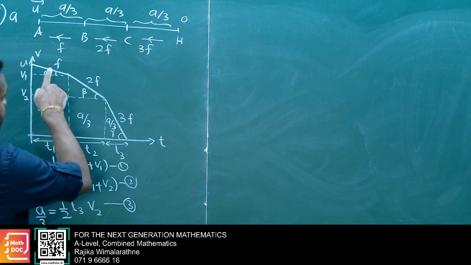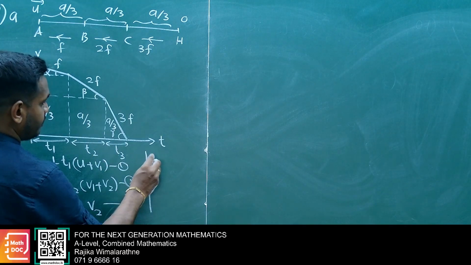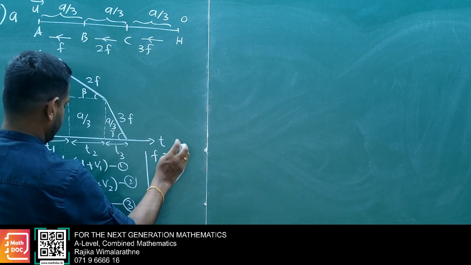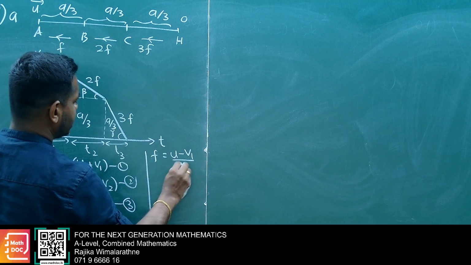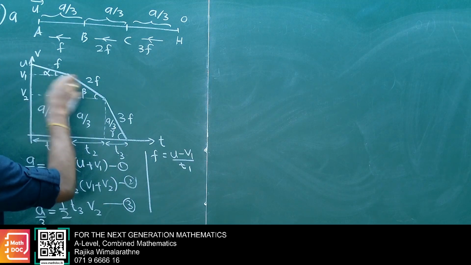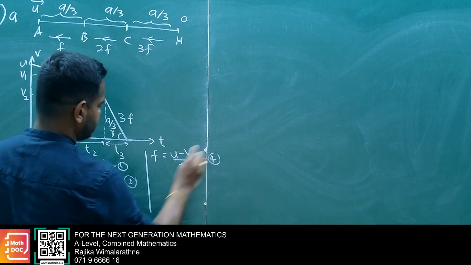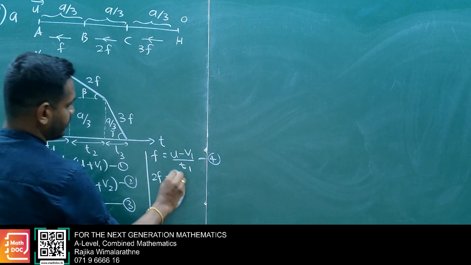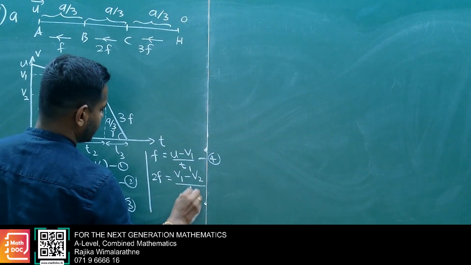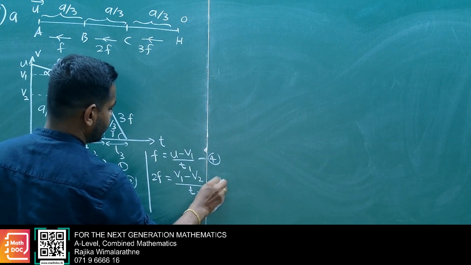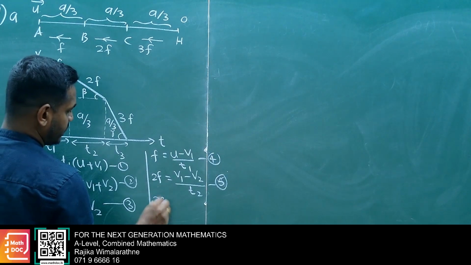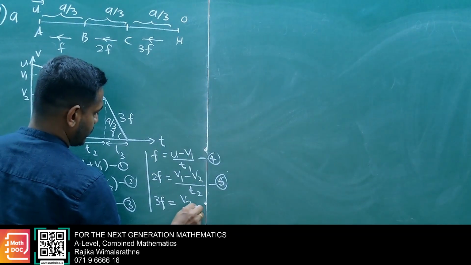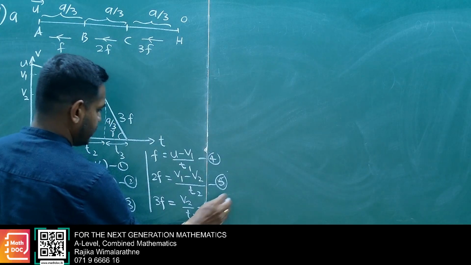Then gradient relations. F equals U minus V1 divided by T1. Say fourth equation. Then 2F equals V1 minus V2 divided by T2. Then 3F equals V2 divided by T3. Sixth equation.